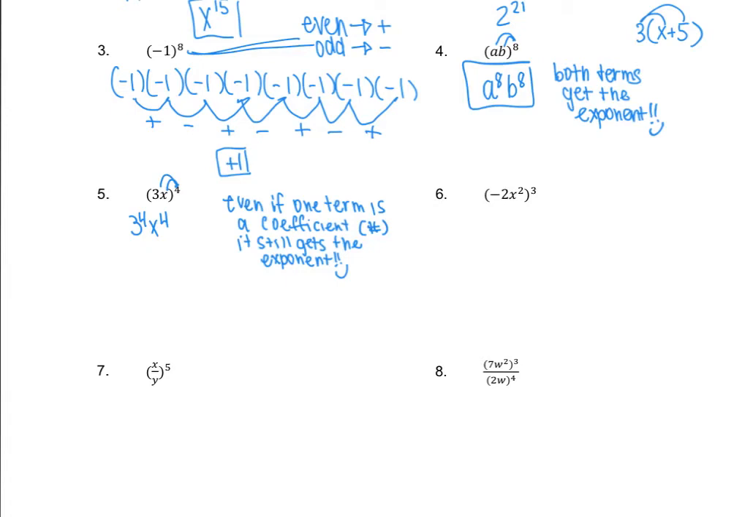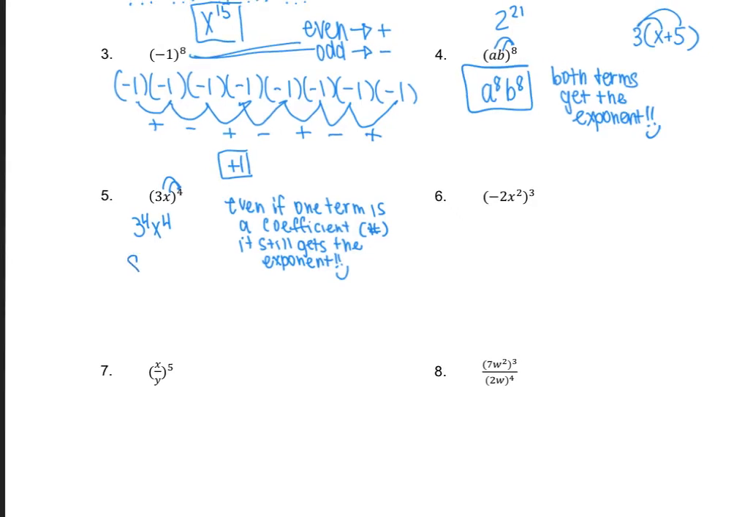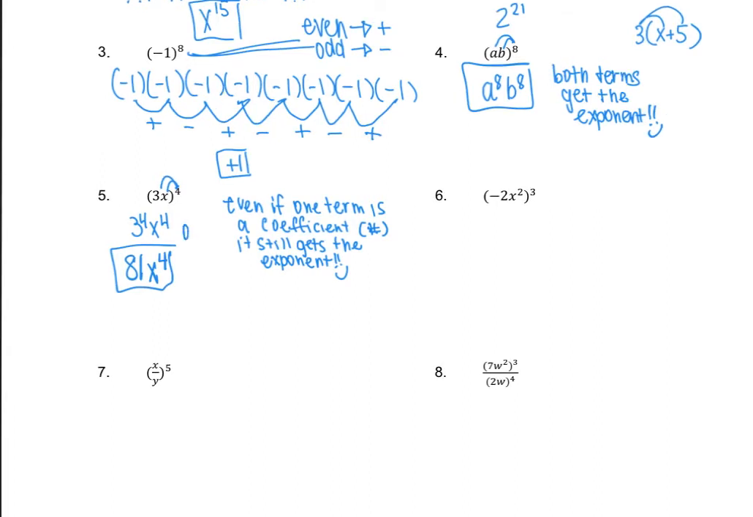Well, 3 to the fourth, what's 3 times 3 times 3 times 3? 3 times 3 is 9. Times 3 is 27. Times 3 is 81. So 81 x to the fourth. So either of those could be an answer.